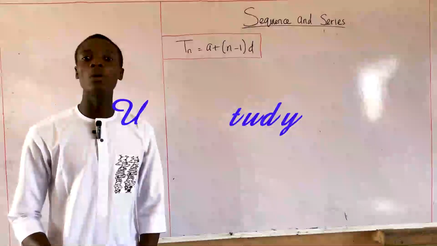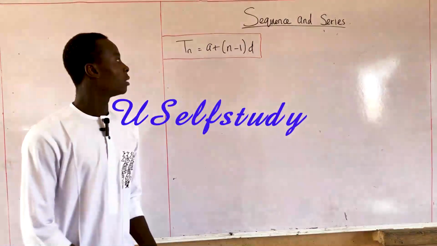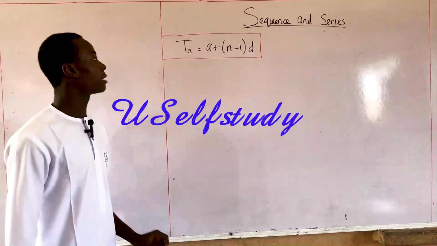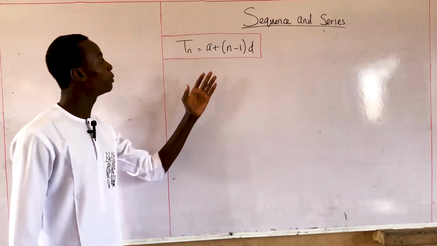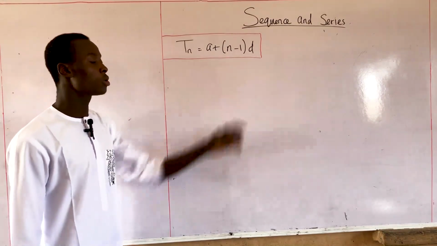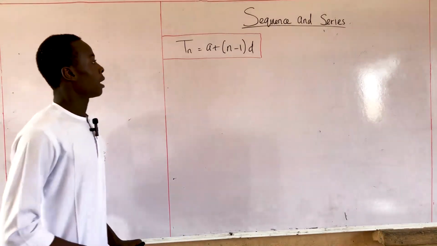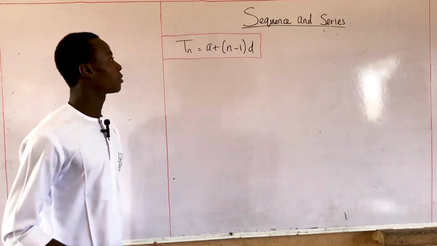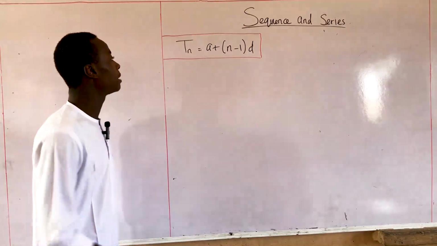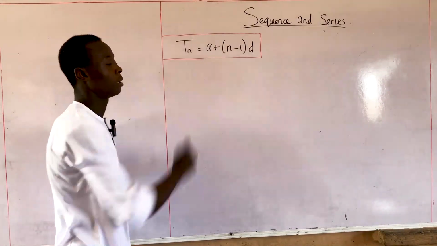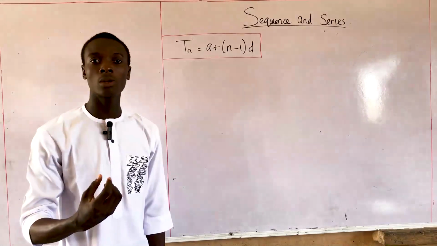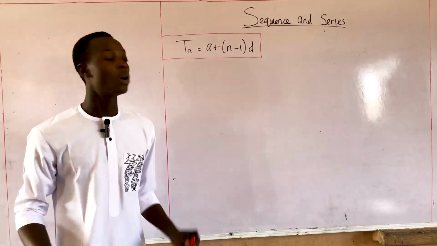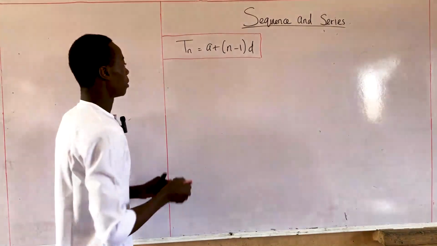We shall continue from where we stopped in the last lesson. I wrote this formula earlier: Tn is equals to a plus open bracket n minus 1 close bracket d. I deliberately left this formula for this video because I want to explain this term here and this one here. Because if you understand them, you are going to solve almost all the questions under this formula.